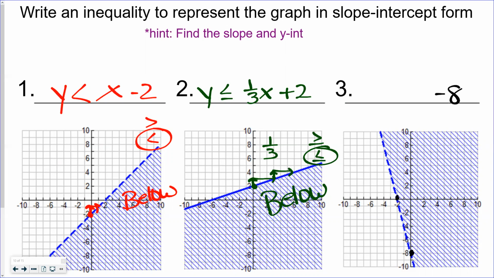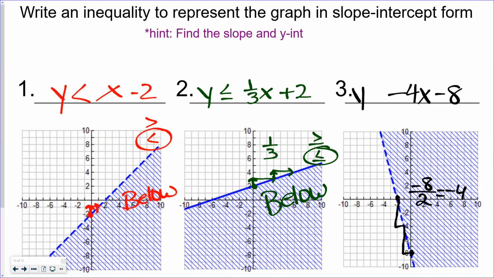If I started at my x-intercept, I would be going down 8, right 2. So -8 over 2 is -4. Let's see if that's right. 1, 2, 3, 4, 1. 1, 2, 3, 4, 1. Yes, that is my slope. So -4x is my slope.